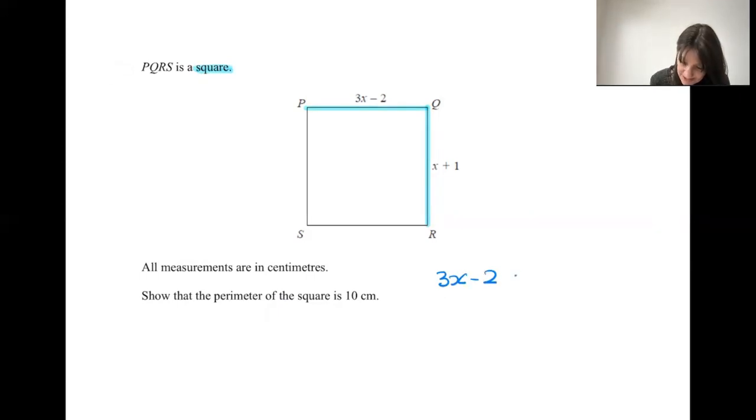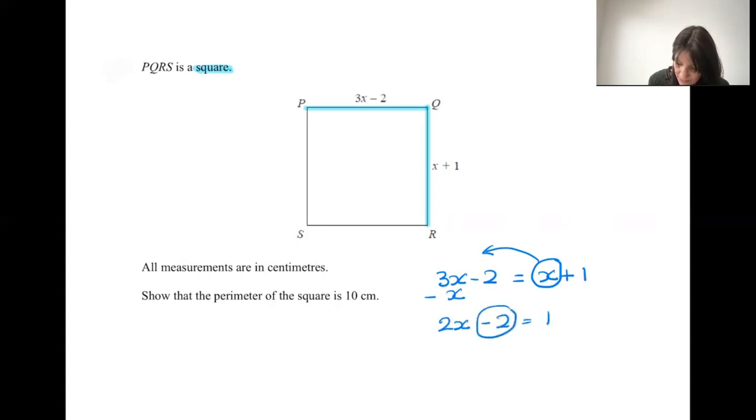3x minus 2 is equal to x plus 1. Now I've written an equation to solve for x. I'm going to get a value for x once I finish this. So first thing I need to do is get these x's together. So I'm going to pick up the smallest set of x's. It's going to go across to the other side. It's going to land as take away. 3x take away an x is 2x minus 2 equals 1.